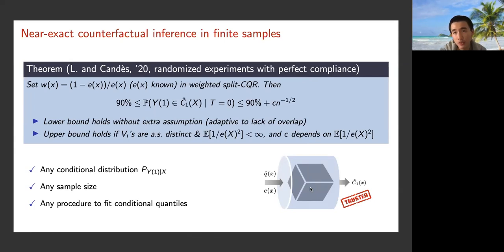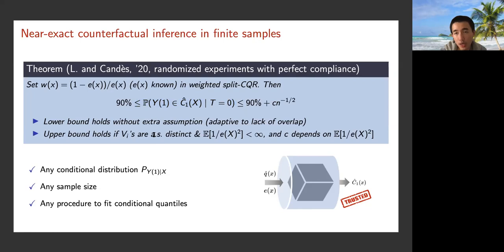But of course, just getting this lower bound is insufficient, because we don't want to be too conservative. If you just want to achieve this criterion, you can set C1 hat to be minus infinity to infinity, which will give you 100% coverage. But that's definitely not what we want.